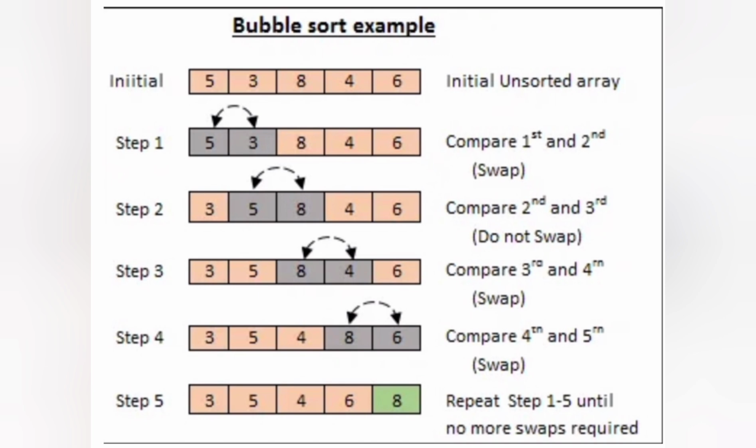On to the next step, we are comparing 8 and 6. 8 is greater than 6, so we need to swap these two elements also. On to the next step, we get the final sorted array of this example. And we can conclude that no more swaps are required after this step. Thus, we get the final sorted array of our example.